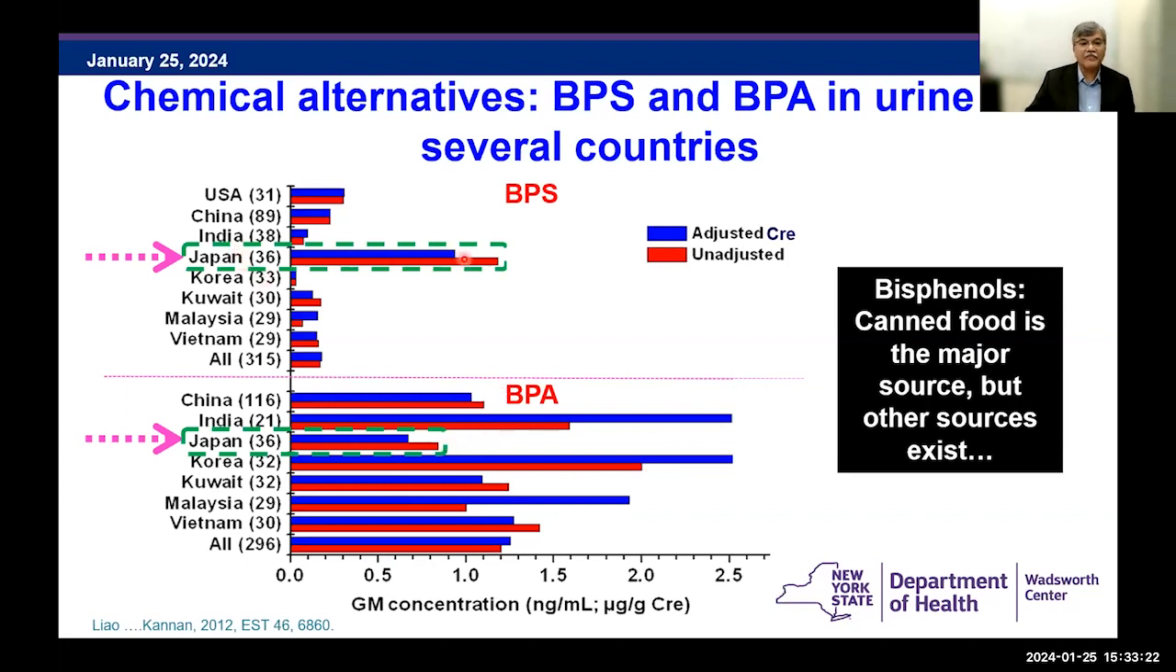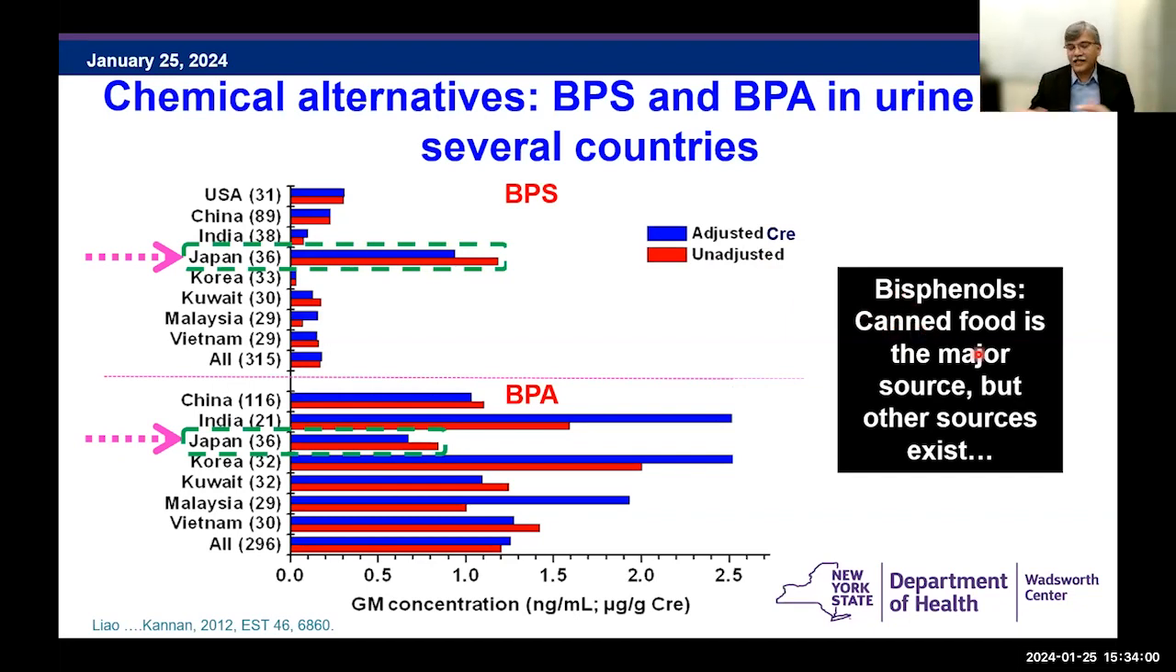On the other hand, BPS levels were higher in urine from Japan and many other countries. Why? It's because in 2001, Japan regulated BPA usage in many products. But then they started using BPS in 2001. So you see the concentrations of BPS are much higher than BPA in urine at the time. So that was the first study. Nobody knew about BPS, BPF, BPZ, BPA, BPB, all kinds of things. We did those kinds of things 12, 13 years ago.